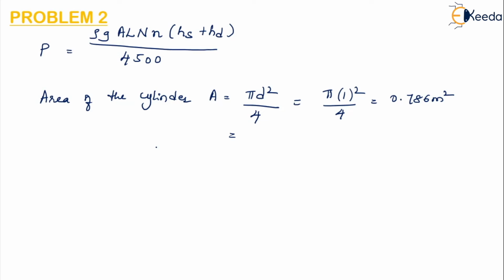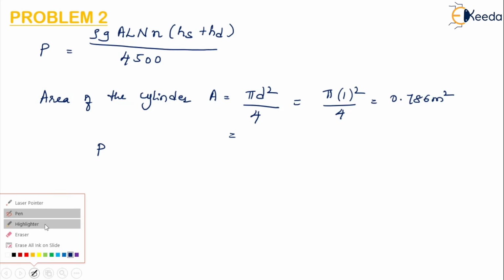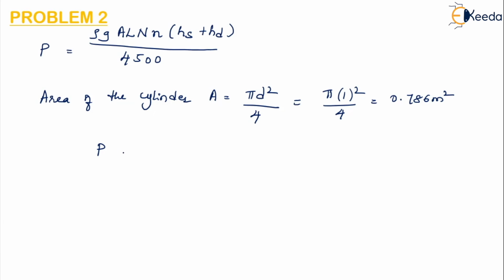Now how to calculate the power? To calculate the power, we have already written the formula. The value of density of water we have taken as 998.2, into 9.81, into 0.786, that is the value of A, into the length of the stroke 0.5, that is the value of L.